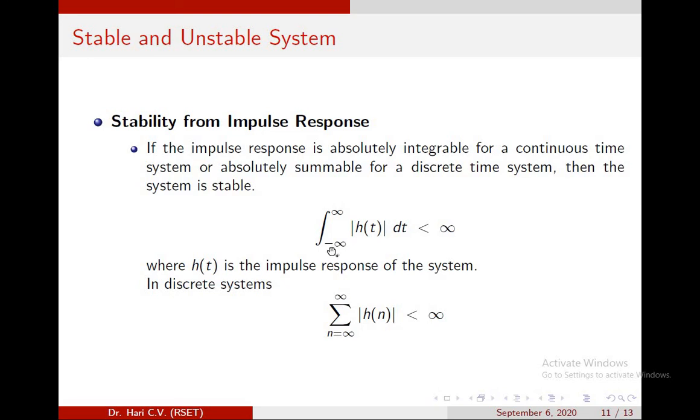If the impulse response is absolutely integrable for a continuous time system or absolutely summable for a discrete time system, we can say that the system is stable. Integral minus infinity to infinity modulus of h of t dt less than infinity, where h of t is the impulse response of the system. In discrete time systems, summation n from minus infinity to infinity, modulus of h of n should be less than infinity.